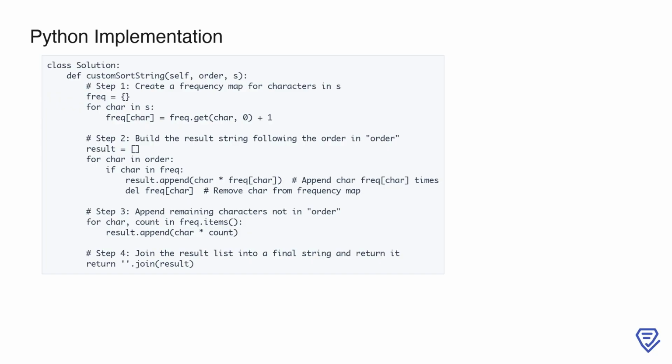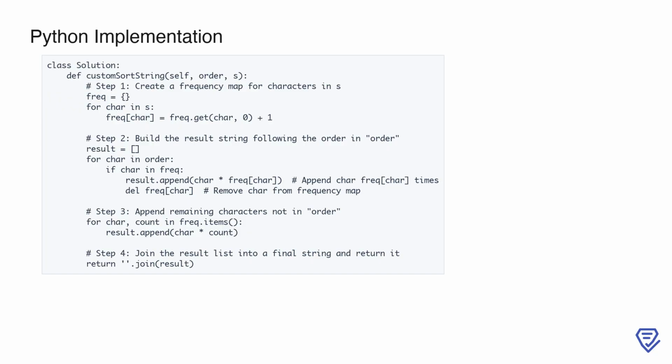Next, the result string is constructed by iterating over the characters in order. For each character in order, if it exists in the frequency map, its occurrences are added to the result list, and it is removed from the frequency map to ensure it is not processed again. After processing all characters in order, any remaining characters in the frequency map, those not present in order, are appended to the result list. These characters are added in the order they appear in the frequency map, preserving their original relative order from S. Finally, the result list is joined into a single string, which is returned as the output. This approach ensures the desired sorting while maintaining efficiency.